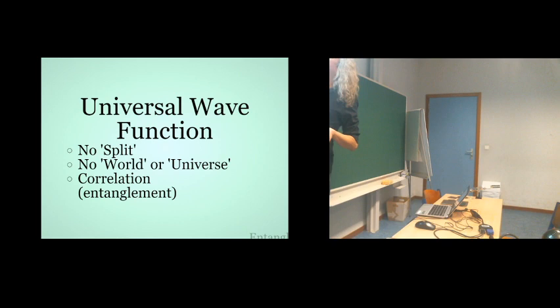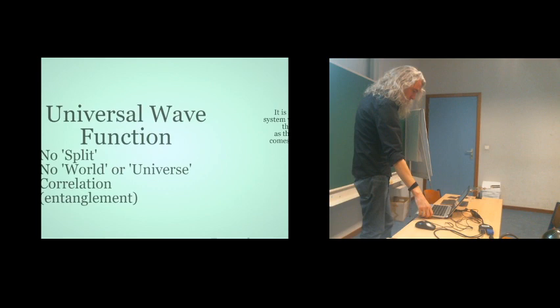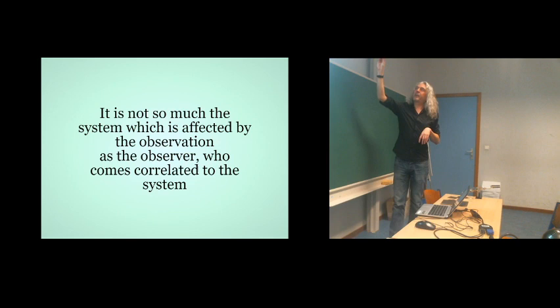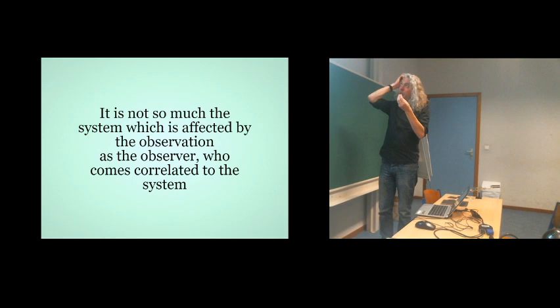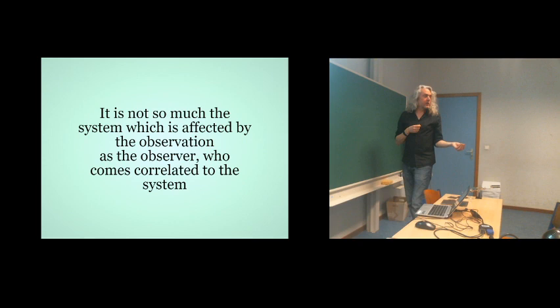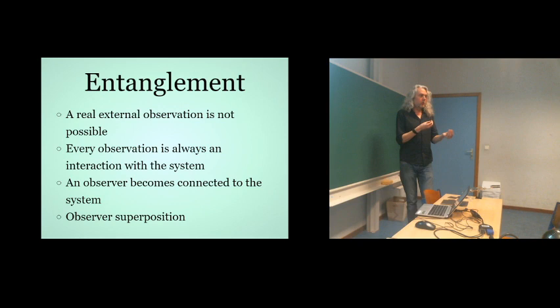He calls it a correlation between the observer and the system he observes. It's later called entanglement. So it's not so much the system which is affected by the observation. That's the Copenhagen interpretation: when I try to look at it, the system changes. For him, it's the other way around. It's the observer who becomes correlated with the system. So according to Everett, a real external observation is not possible. You're always involved in what you're observing.